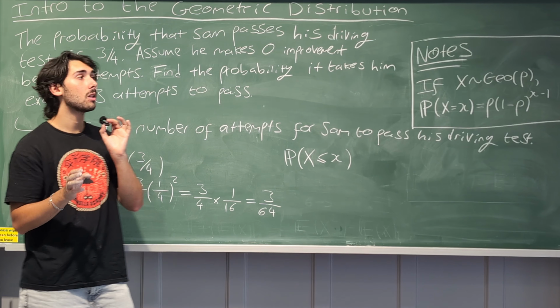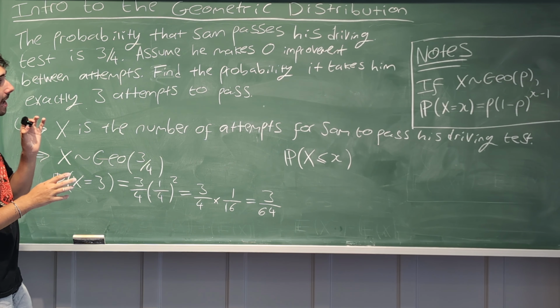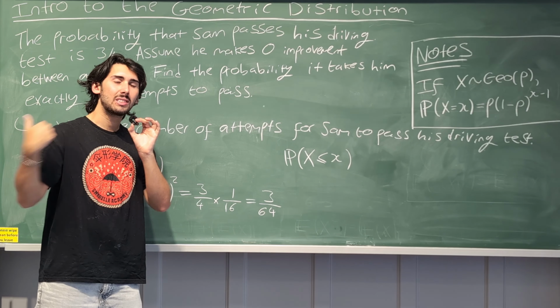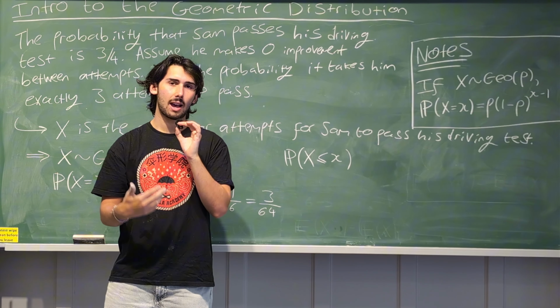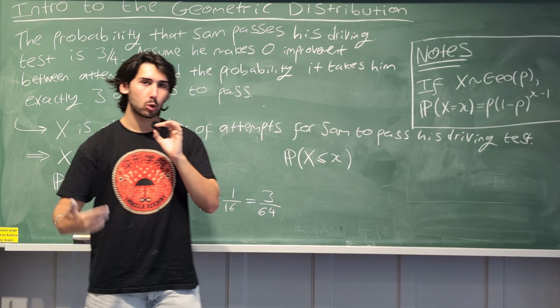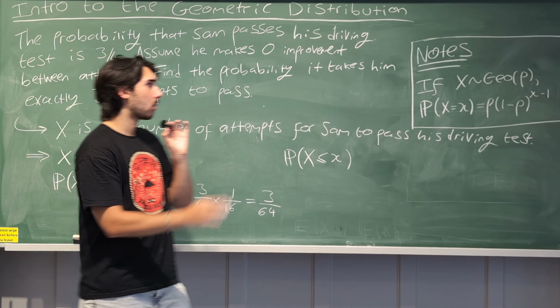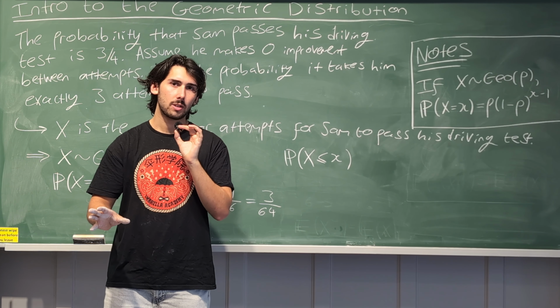So the takeaway of this video is the geometric distribution is a way to model and explain the number of trials or attempts that's required before getting your first success at one thing, where the probability of getting a success in any given attempt or trial is fixed. 3 over 4, 1 over 6, whatever it is, that's what the geometric distribution actually is.